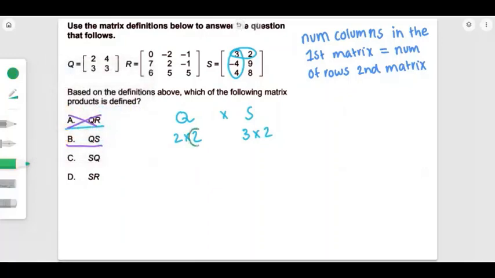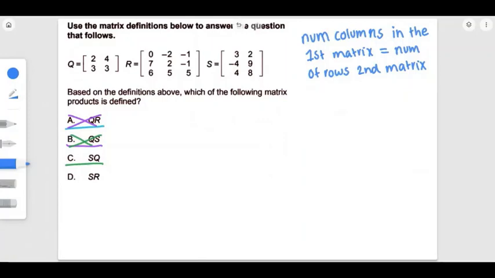Now the column in the first matrix is not equal to the rows in the second matrix. Here it's 2 and here it's 3, so they are not equal, which means they are not defined. So choice B is not correct. Let's move to choice C.